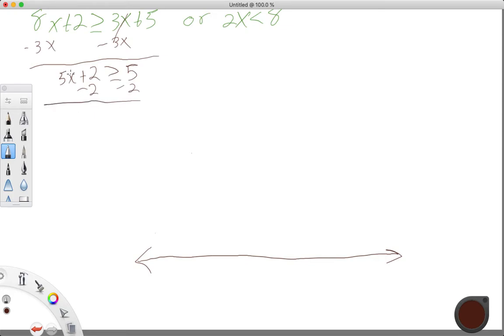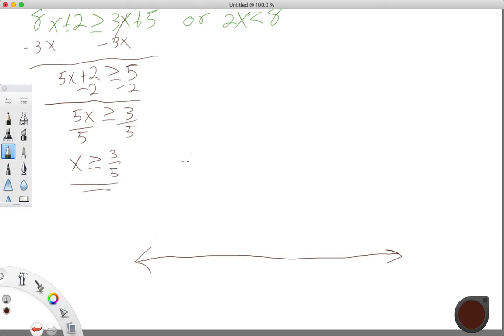and 5x stays. 2 minus 2 is 0. 5 minus 2 is 3, so 5x is greater than or equal to 3. Divide both sides by 5. And x is greater than or equal to 3/5.